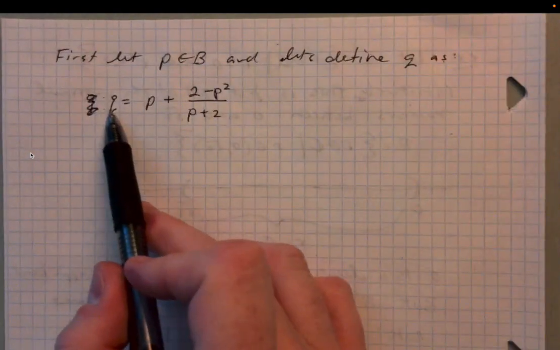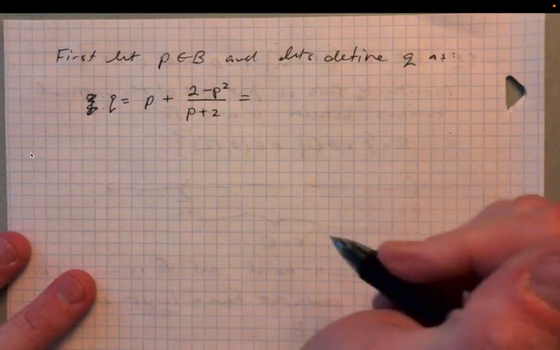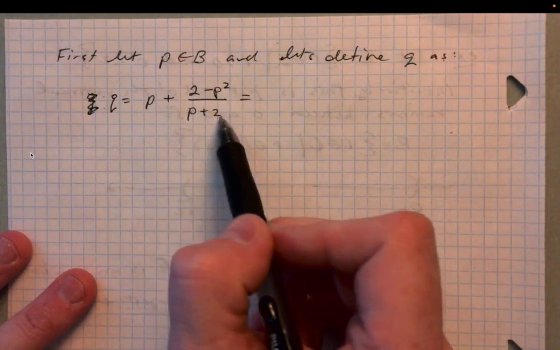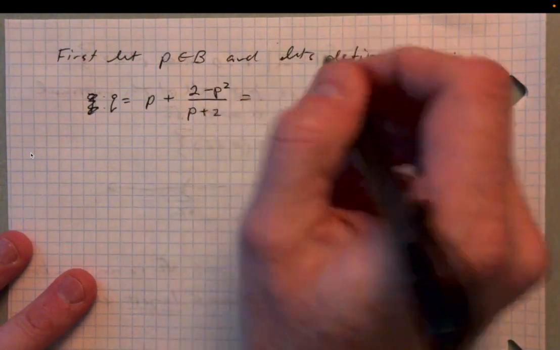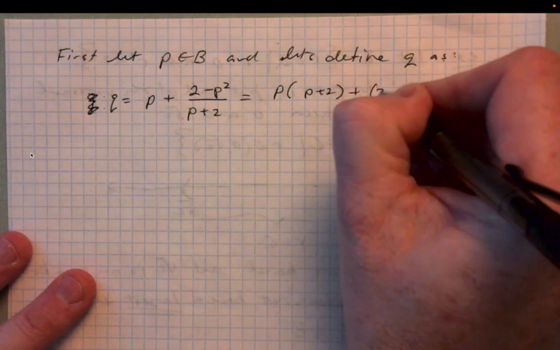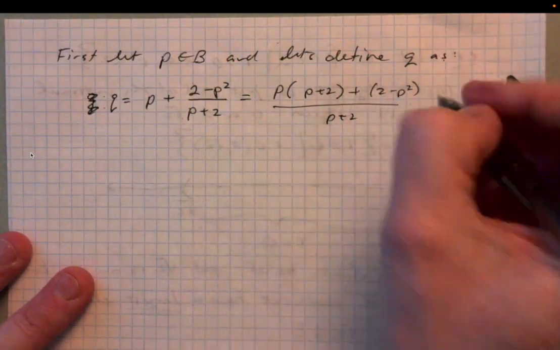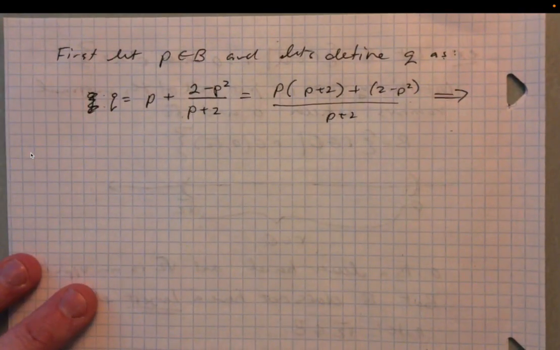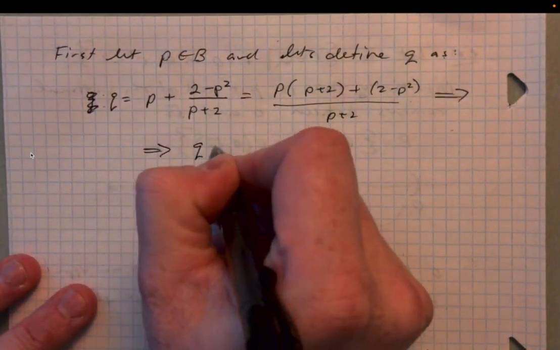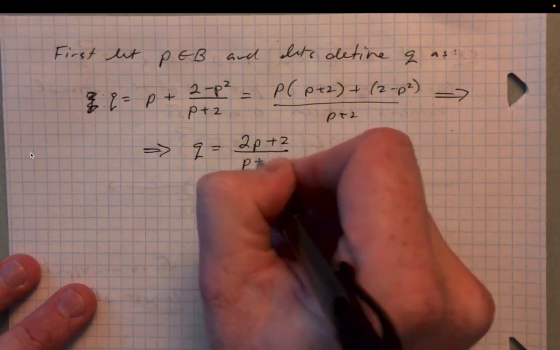You can see that this Q is a function of P, right? So whatever P happens to be, I can calculate a Q. Okay, let's do a little bit of algebra on this. Let's get a common denominator of P plus 2 and simplify this. So this would be P times (P plus 2) plus 2 minus P squared, all over P plus 2. You could simplify this a bit more, and what you would find is that Q is equal to (2P plus 2) over (P plus 2).